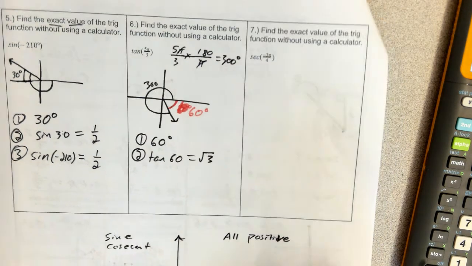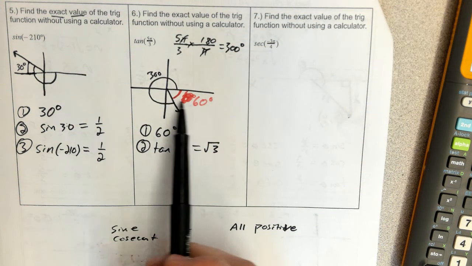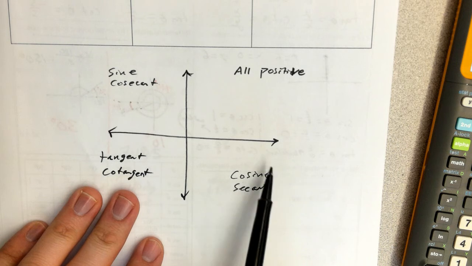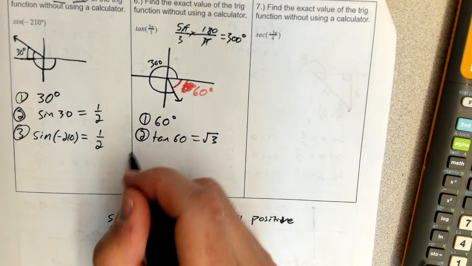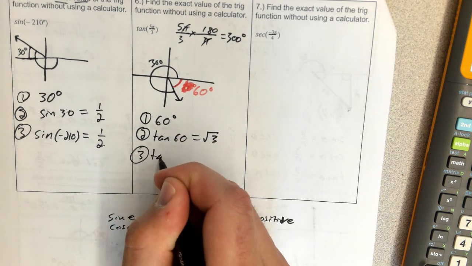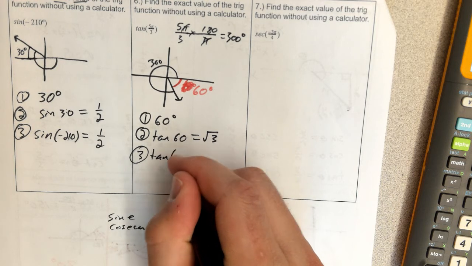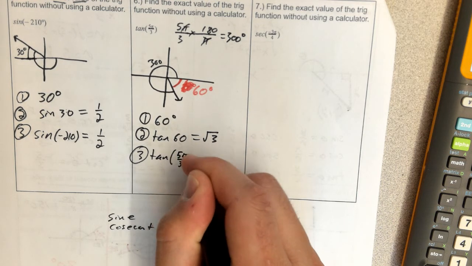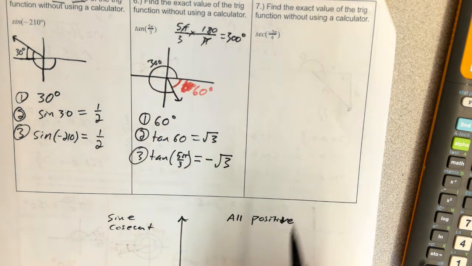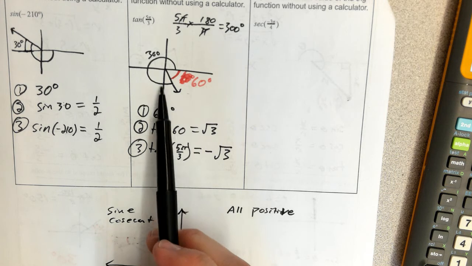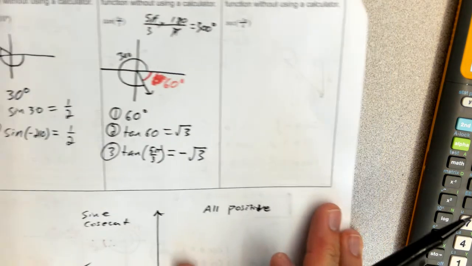Then I check which quadrant it is in. It's in quadrant 4. In quadrant 4, everything is negative except cosine and secant. That means that tangent is negative. So the final answer for tangent of 5 pi over 3, or 300, however you want to write it, is equal to negative square root of 3. Again, negative because it's in the quadrant where only cosine is positive.